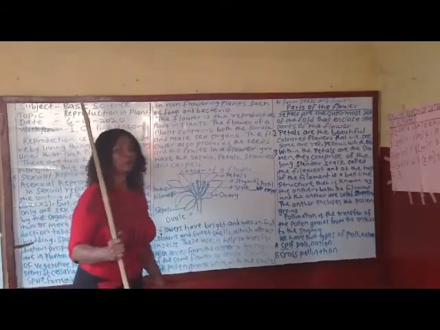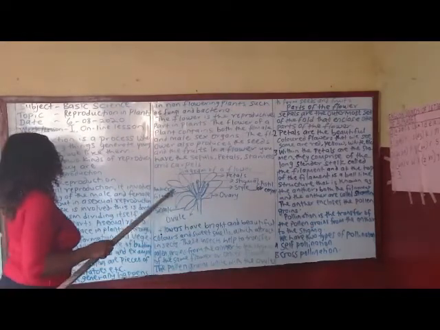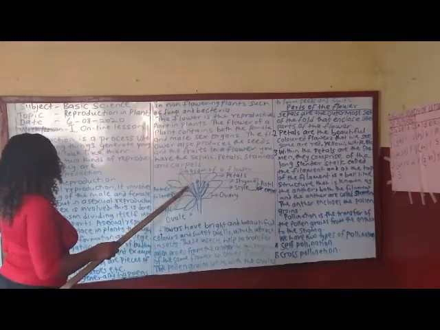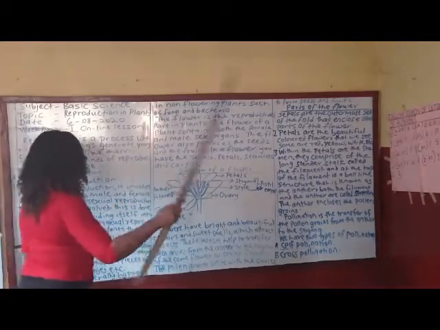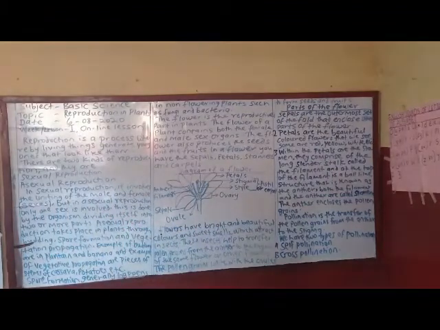Then we have the one we call cross-pollination. This is when you transfer the pollen grains of one flower to the stigma of another flower. That one is called cross-pollination.